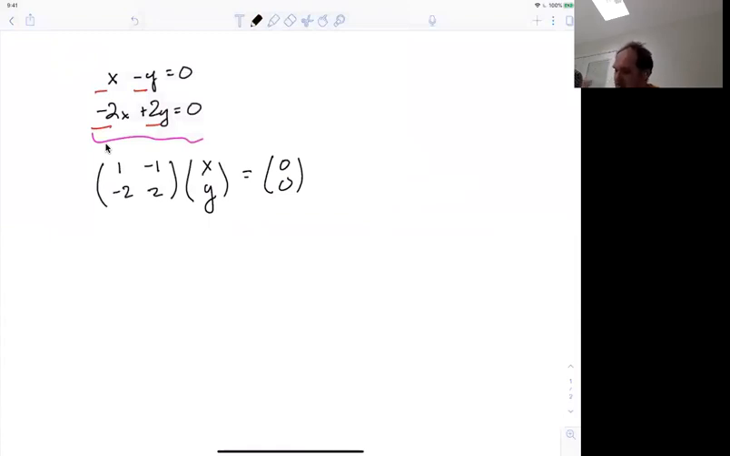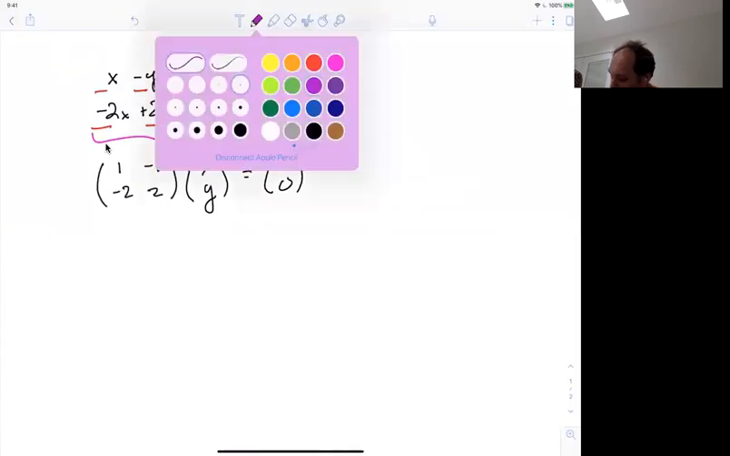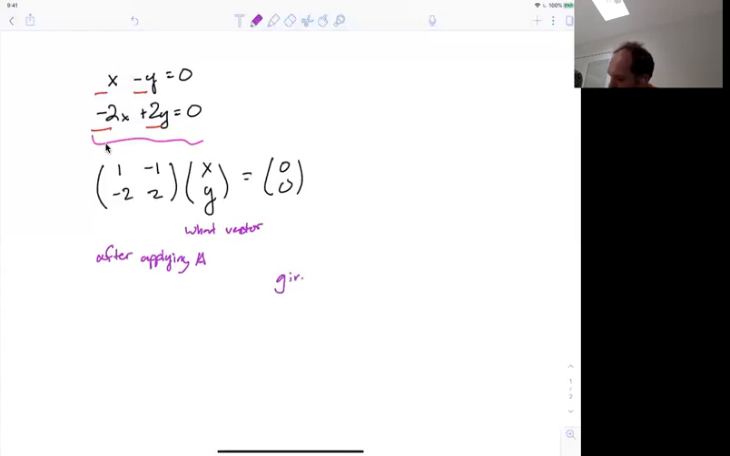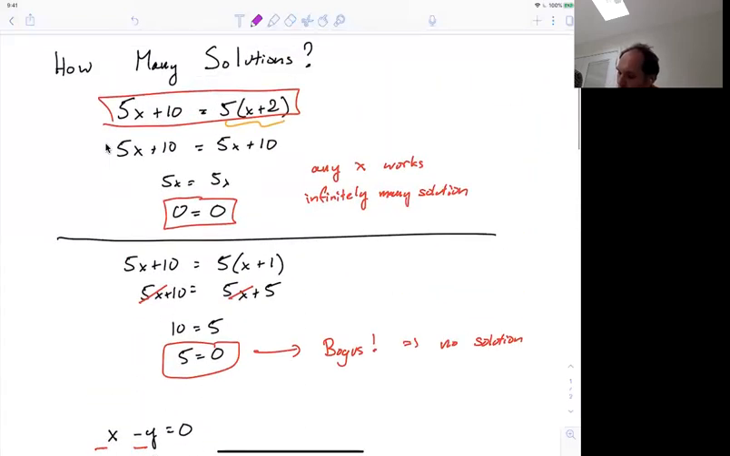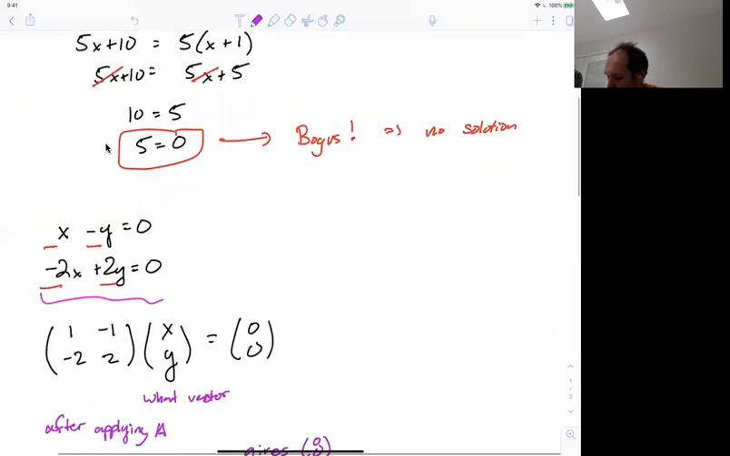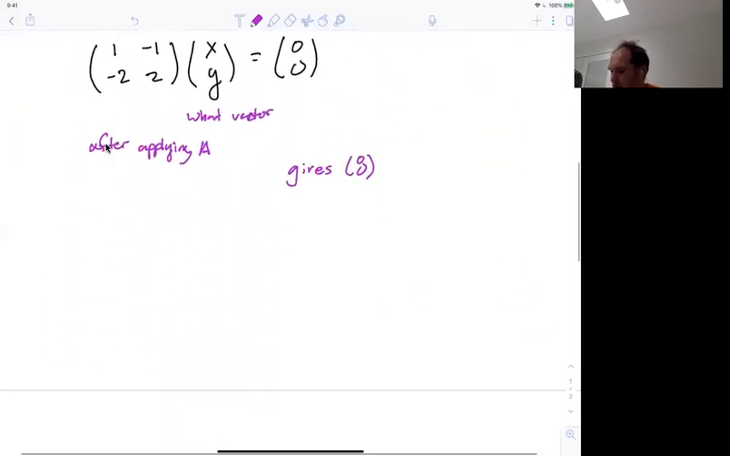So let's just take a step back and appreciate what this is actually saying. This equation asks a question. It asks the question, what vector xy, after applying this matrix, gives 0, 0? So in much the same way, you can go up here and ask, okay, what number when multiplied by 5 and added to 10 gives you the same thing as when you take that same number plus 2 times 5? You can ask a question for each of these equations. You can ask a question for this matrix vector equation.